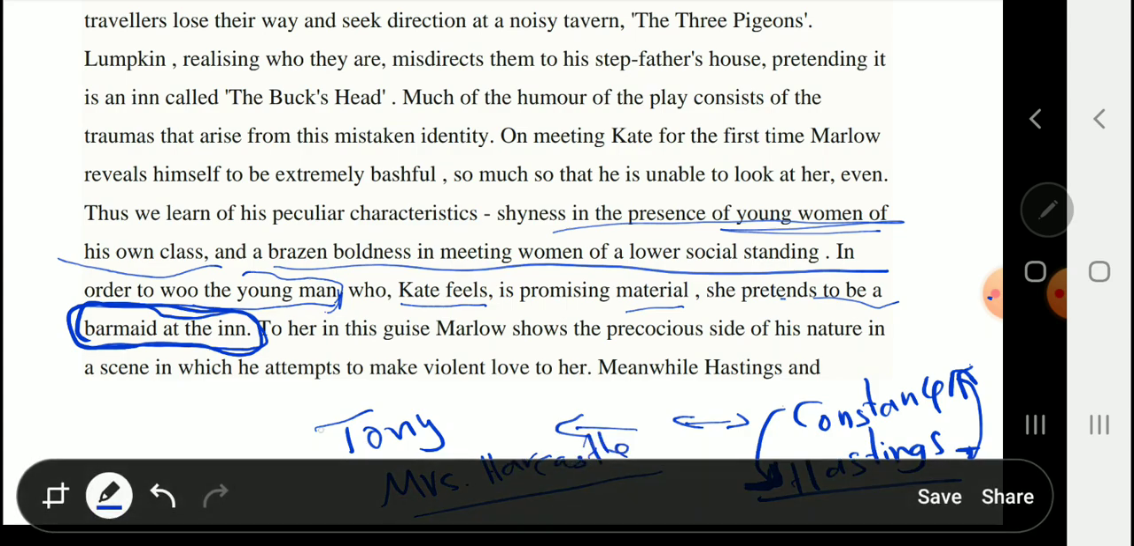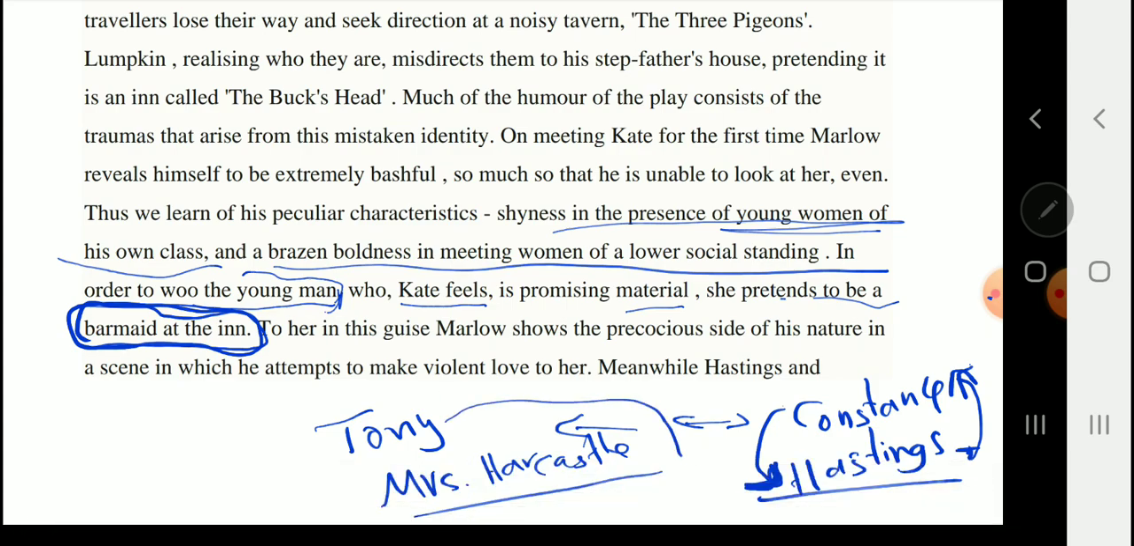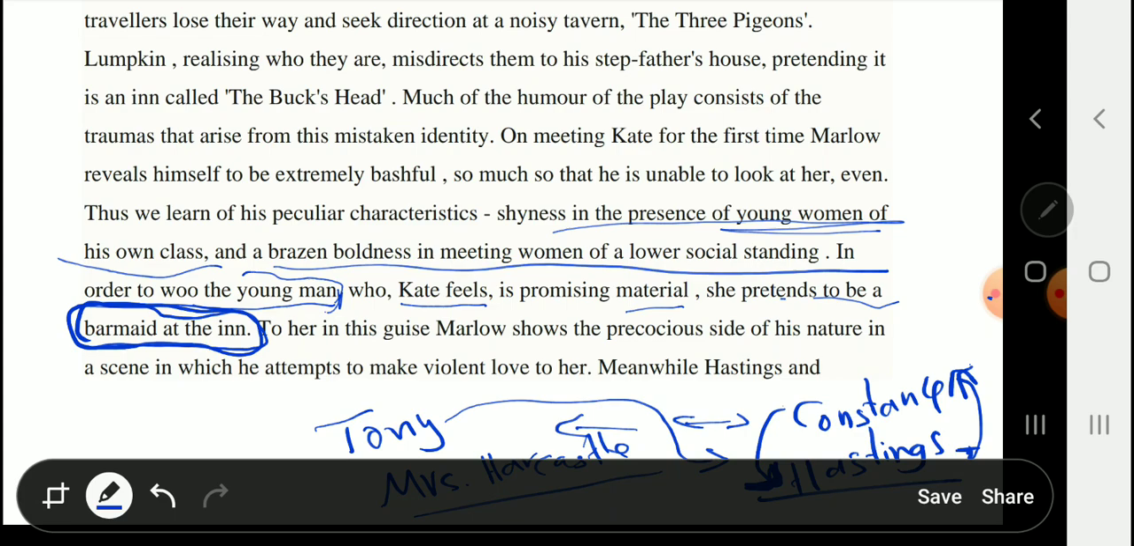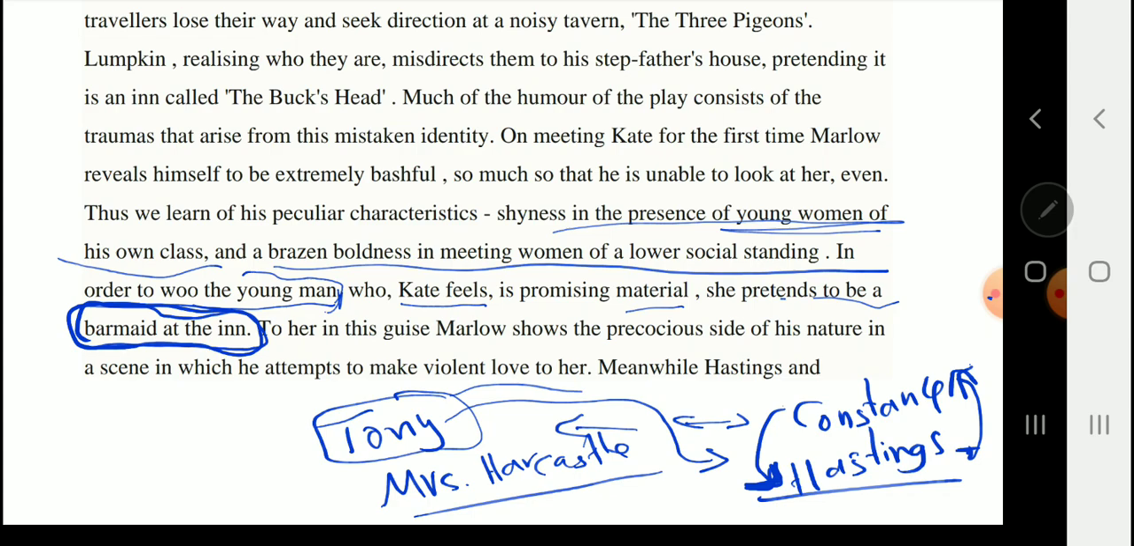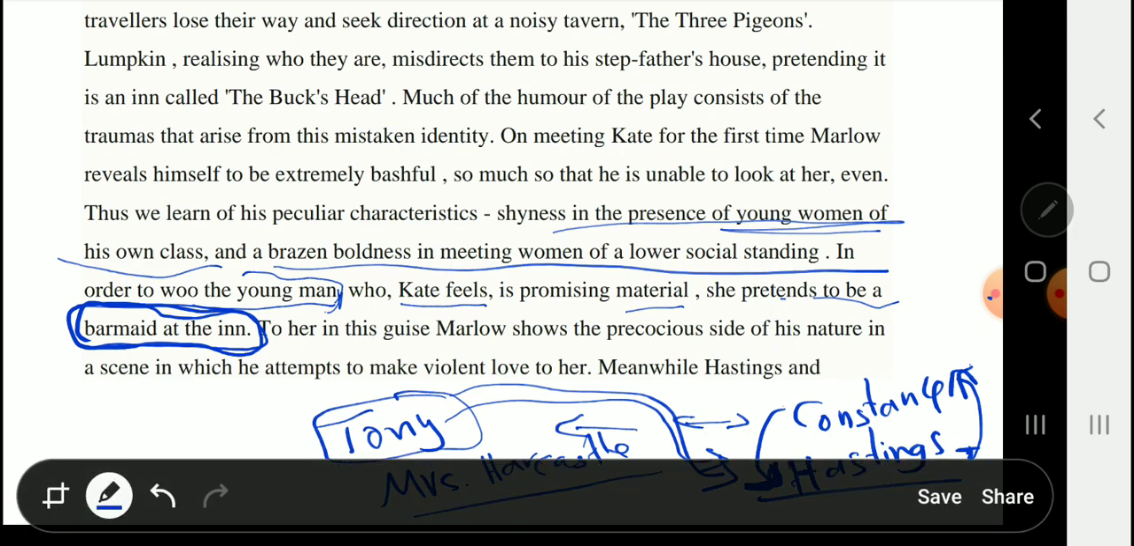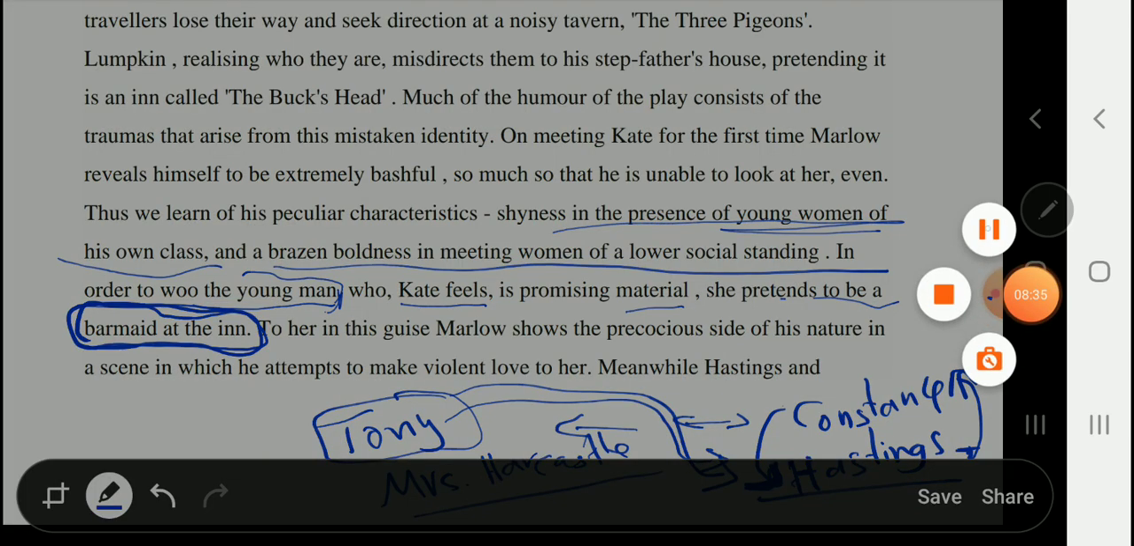Okay, so we have Tony and we have Mrs. Hardcastle. Tony felt truly happy because he didn't really love Constance and he doesn't want to marry her. So Tony offered help to Hastings, and he told him that I will guide you and help you to elope, or let's say to run away with Constance Neville.